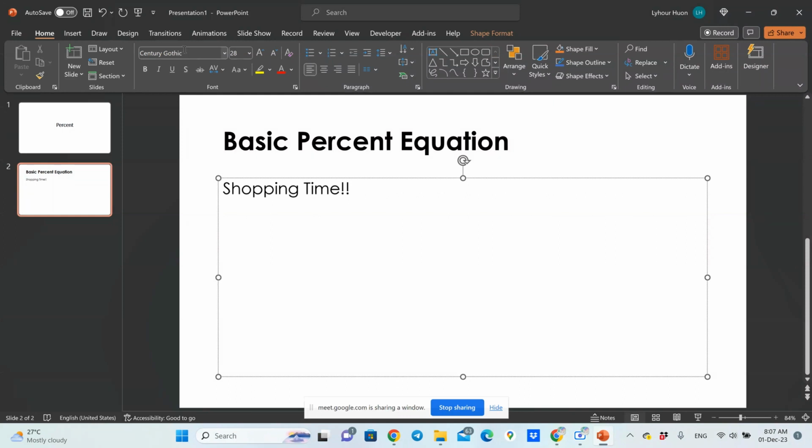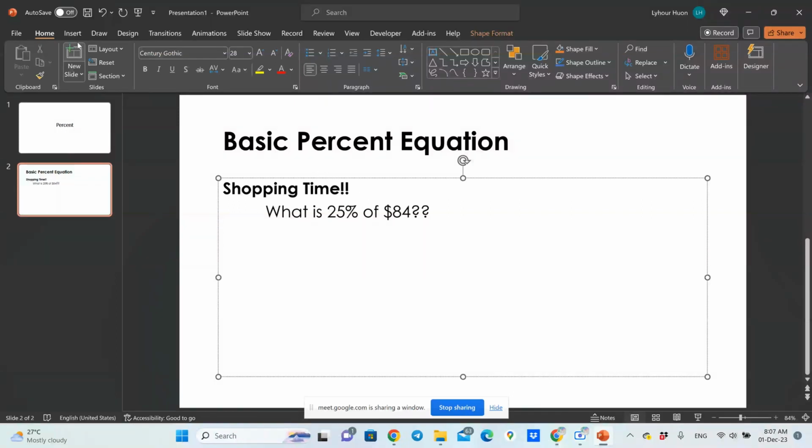So for example, we are shopping for clothes, and we want to know what 25% of, let's say, $84 is. How do we figure out what 25% of $84 is? Do we divide?